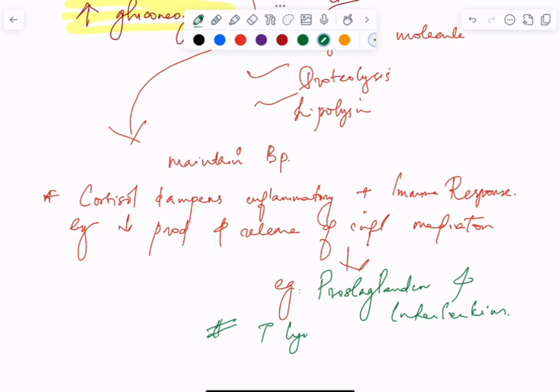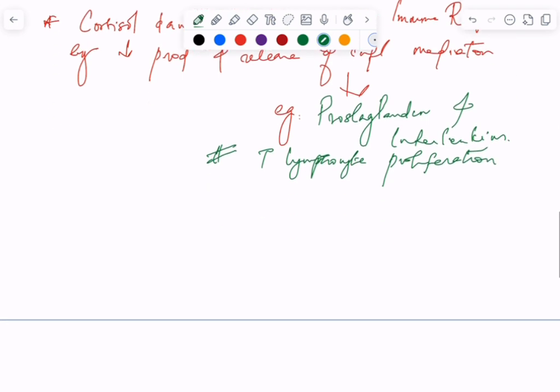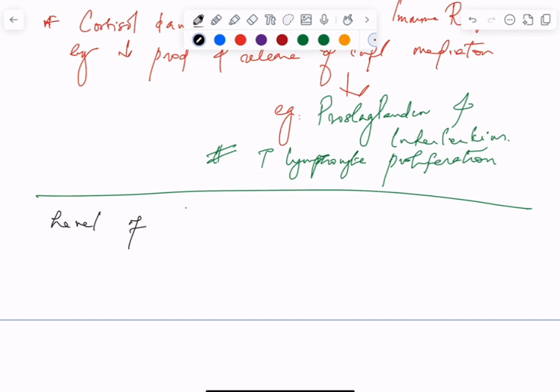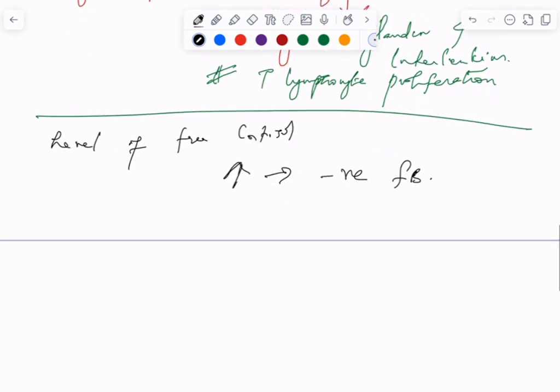Okay, and then we can move to levels of free cortisol. It's not very important, but levels of free cortisol have to stay in the normal range. If free cortisol is increased, the body uses negative feedback. The hypothalamus and pituitary decrease their secretion of CRH and ACTH respectively. This is how the negative feedback works.